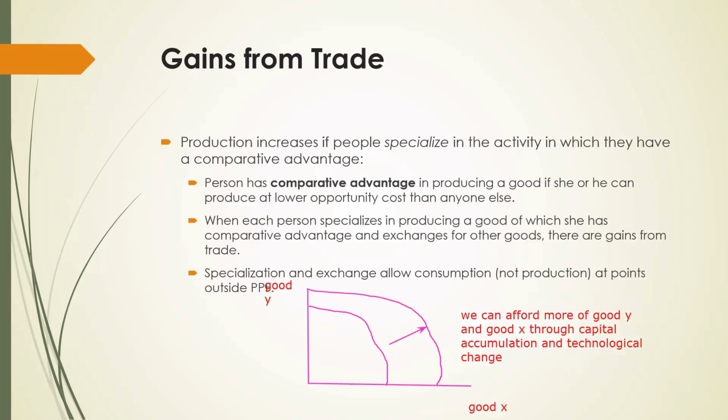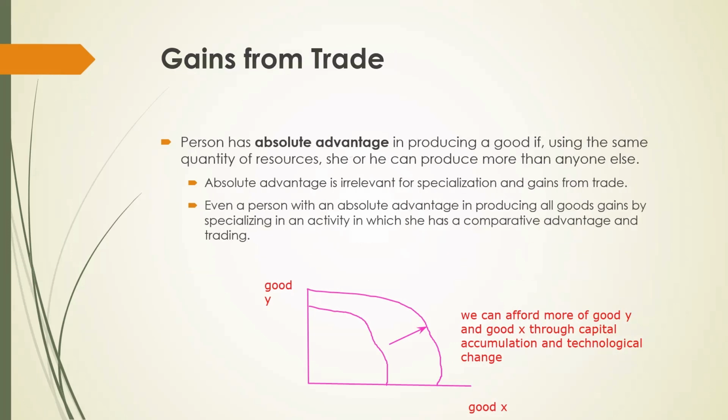Gains from trade. Production increases if people specialize in activities in which they have a comparative advantage. We'll go more into this. We need to produce at a lower opportunity cost than anyone else. That's very important. If we're producing at the lower opportunity cost, then we're going to have the most gains from trade. We'll go more into that as we go on.